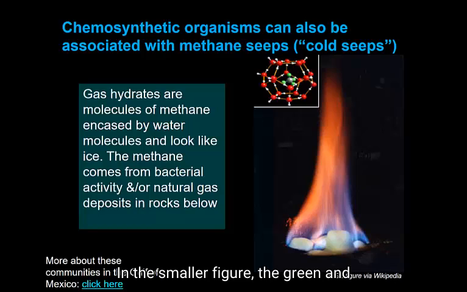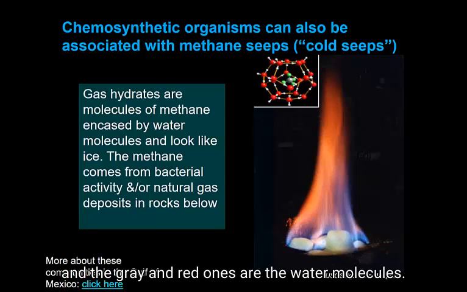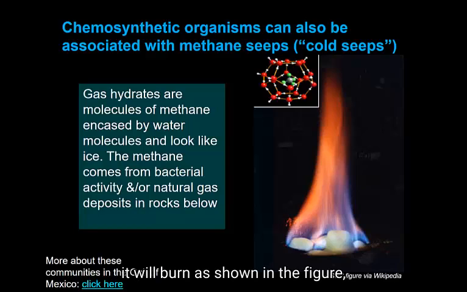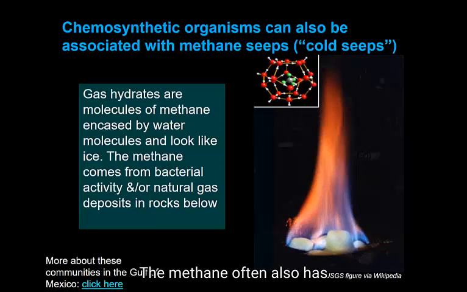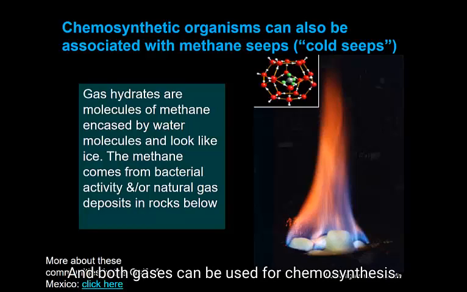In the smaller figure, the green and gray molecule is the methane, and the gray and red ones are the water molecules. So even though it looks like ice, it will burn as shown in the figure because methane gas is very flammable. So where did the methane come from? Some of it is from the activity of organisms. For instance, when you digest food, you produce methane gas. But some of it is seeping to the surface from oil and natural gas deposits in rocks far below the surface. The methane often also has hydrogen sulfide associated with it, and both gases can be used for chemosynthesis.